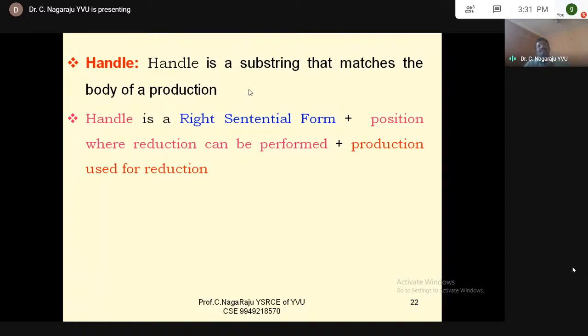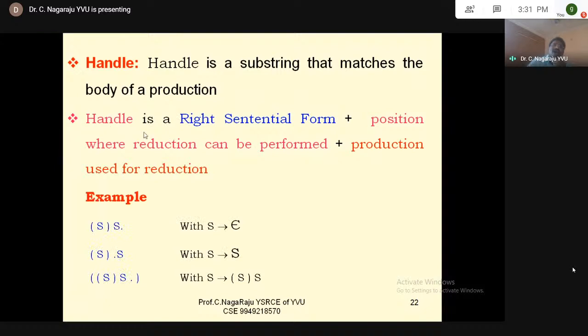That is, the handle is a substring that matches the body of the production. For example, a handle is a right sentential form plus the position where the reduction can be performed and the production used for reduction. In the first case, we are using the dot, the full stop, so the entire production has been seen. So here the handle can be called epsilon, and the dot is in between these two.